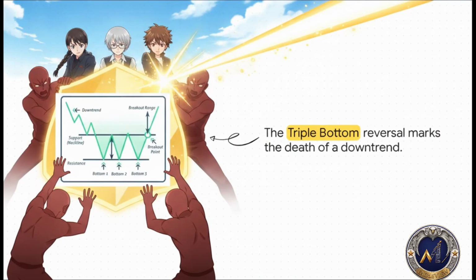Zooming out to a larger scale, we have the triple bottom reversal. You can literally track the sellers trying 3 separate times to push the price down through a lower support line. Bottom 1, bottom 2, bottom 3. But they fail every single time. The buyers hold the line. Once the price breaks above the upper neckline support with above average volume, it signals a massive breakout. The downtrend is dead, and a new uptrend has officially begun.